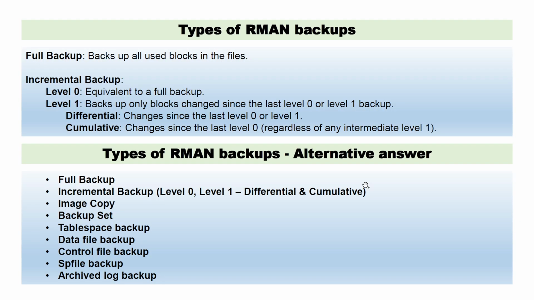The types of RMAN backups are broadly full backup and incremental backup. Full backup backs up all used blocks in the files. Incremental level 0 backup is equivalent to a full backup, so it's the same as a full backup. However, it can participate in the incremental strategy.